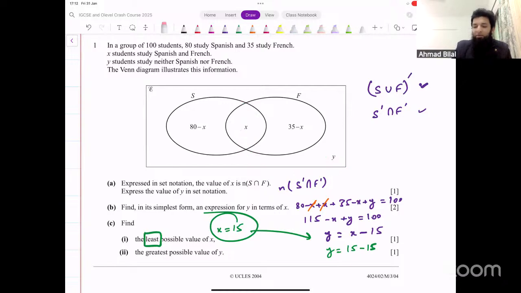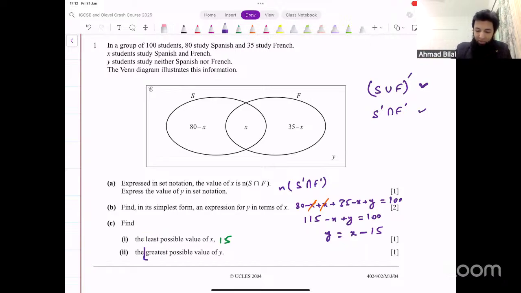In this case, you could also think of this using the equation as we did. Since y cannot be negative in this equation, x has to be at least 15. So that's the least possible value of x that we have. All right. Okay, now what about the next part?